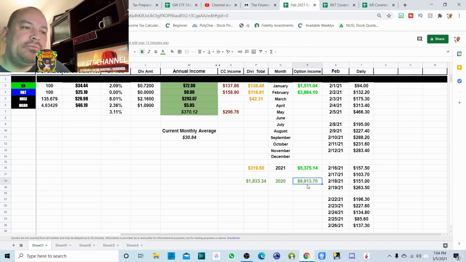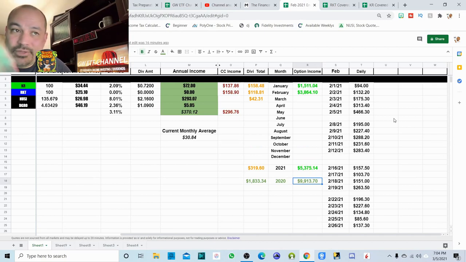In 2020, we did $9,913.70. So we're going to be well on our way to beating that, unless this market just trends down all the way and doesn't stop trending down all year. I find that highly unlikely, but you never know. But yeah, I like this options thing.